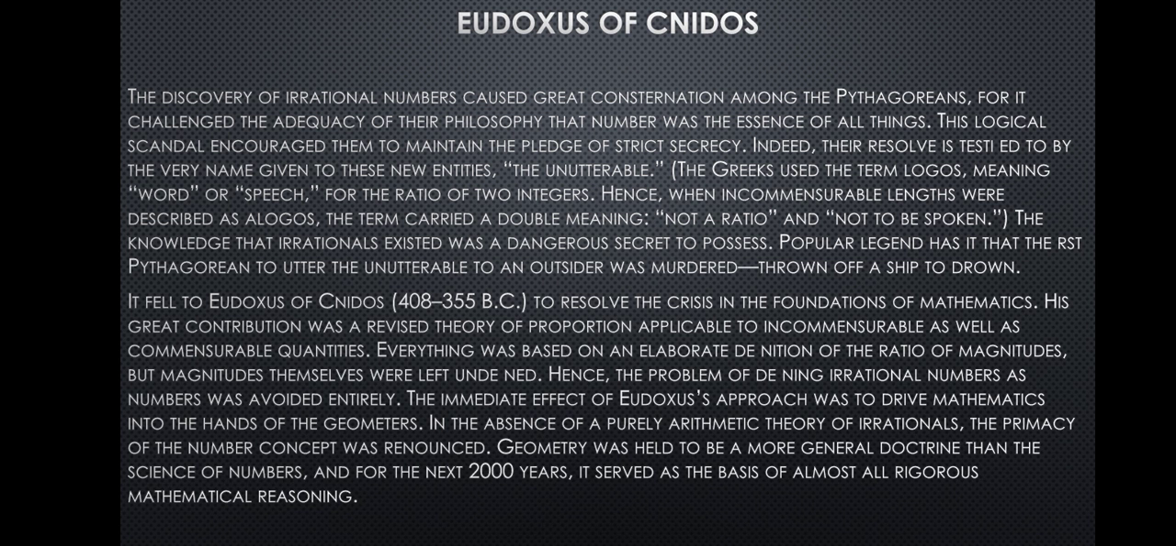The last, Eudoxus of Cnidos. The discovery of irrational numbers caused great consternation among the Pythagoreans, for it challenged the acceptance of their philosophy that number was the essence of all things. This logical scandal encouraged them to maintain a pledge of strict secrecy. Indeed, this resolve is testified to by the very name given to these newfound entities, the unutterable.